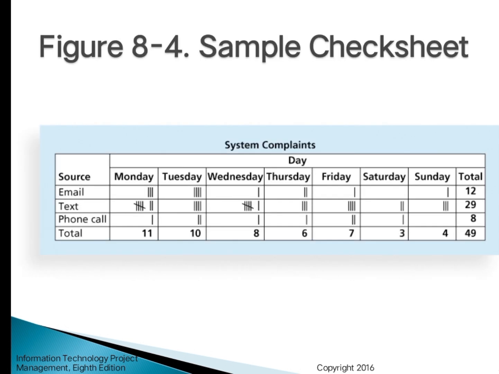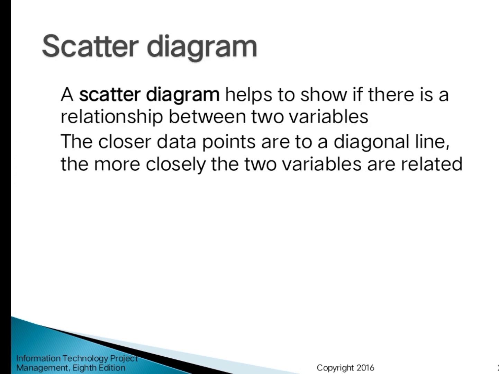This is an example of a check sheet. Scatter diagram. A scatter diagram helps to show if there is a relationship between two variables. The closer data points are to a diagonal line, the more closely the two variables are related.